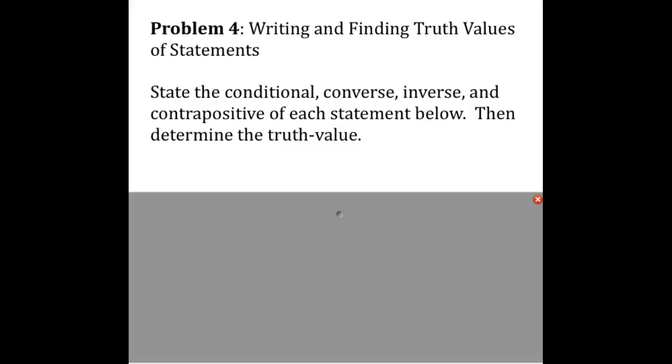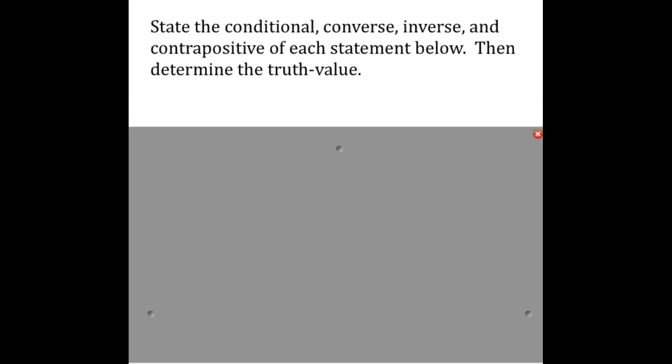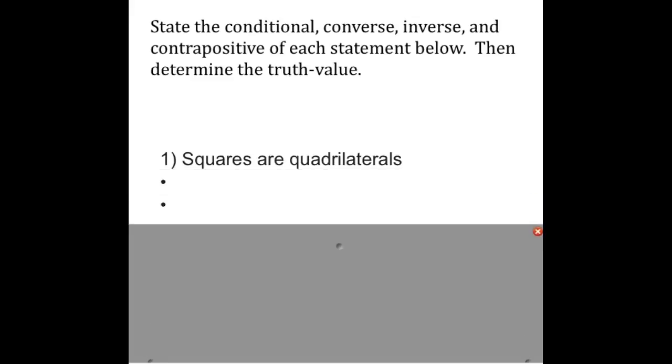Okay, so let's practice writing some of these and finding their truth values. This is our last slide of notes today. It says, state the conditional, converse, inverse, and contrapositive of each statement below, then determine the truth value. So let's start with this. Squares are quadrilaterals. The first thing we have to do is write this as a conditional, an if-then statement.